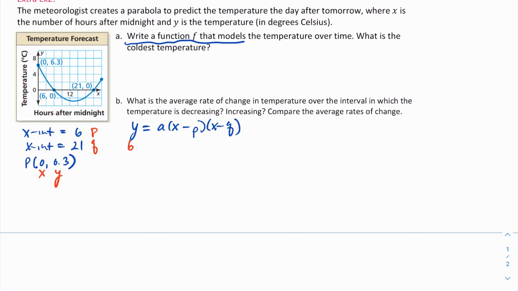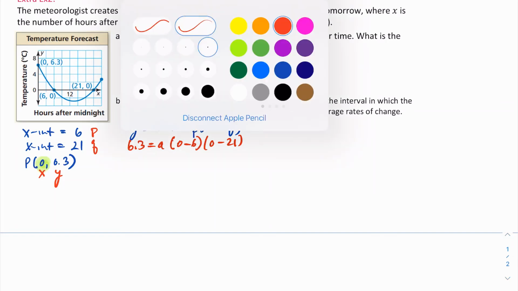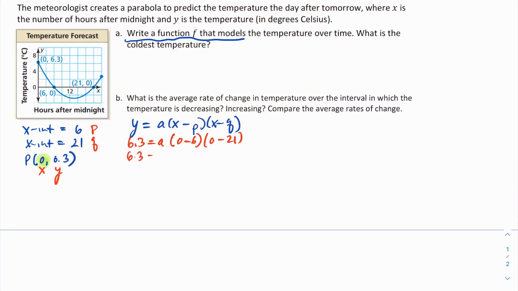So what we have is 6.3 equals a, because we have to solve for a, times 0 minus 6 and 0 minus 21. You have to use the x value of 0 twice. I don't want to throw you off. So x is 0, so you have to use it here, and you have to use it here, in 2 different places. So 6.3 is equal to a times negative 6 times negative 21. 6.3 is equal to a times 126. You'll divide both sides by 126, and you'll get 0.05 is equal to a.